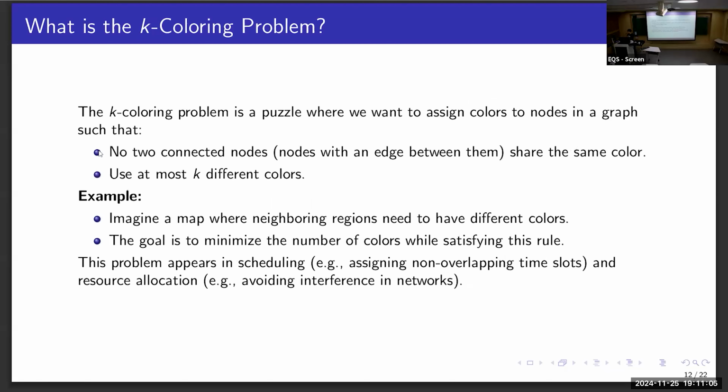Then we introduce the K coloring problem, which is solved by VQE. So the K coloring problem is a puzzle where we want to assign colors to nodes in a graph such that connected nodes use at most K different colors. I think we're all familiar with the four color theorem, so it may be an example. And if we make an analogy, imagine a map where neighboring regions need to have different colors, and we aim to minimize the number of colors while satisfying this rule.